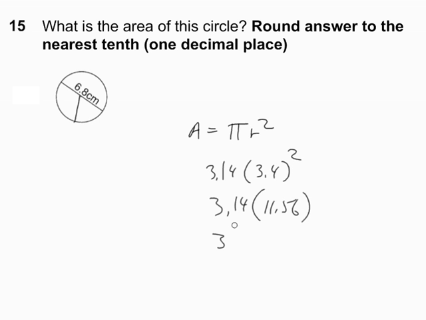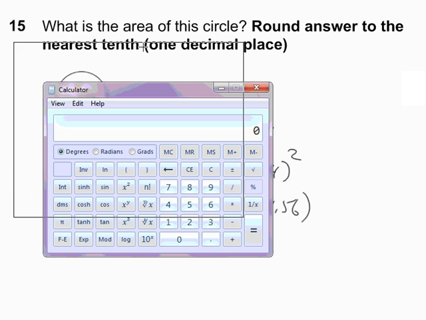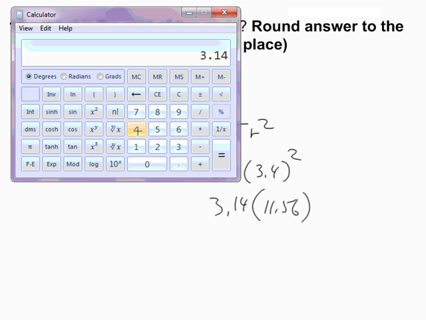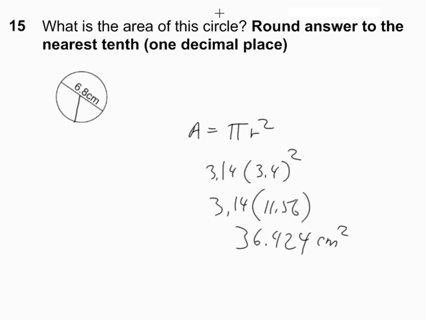And when you multiply those two out, get your calculator, 3.14 multiplied by 11.56 equals 36.424. All right, and that is area, so it's centimeters squared. This is round to the nearest tenth. So again, 36.4 is going to be your answer. All right, next question.